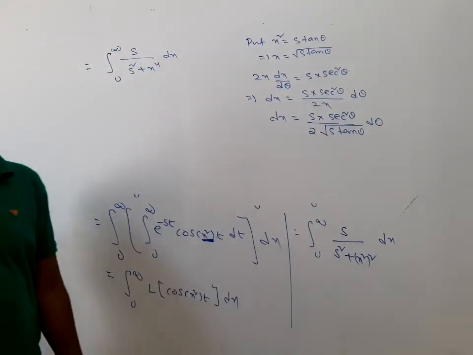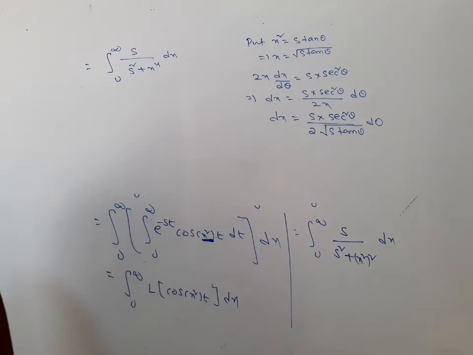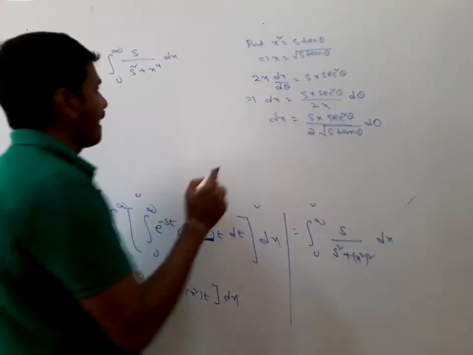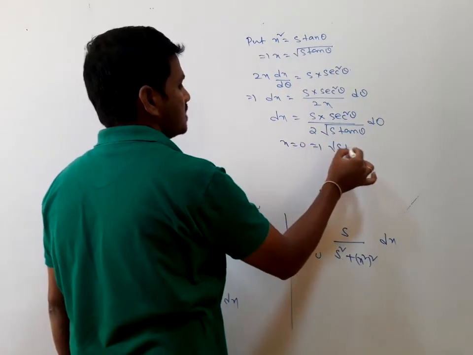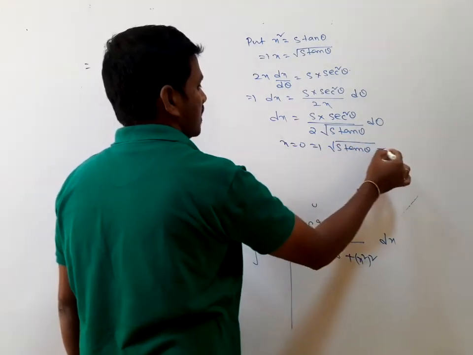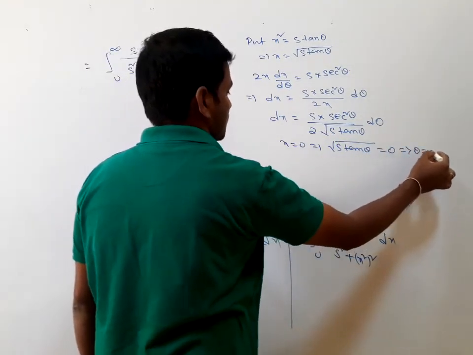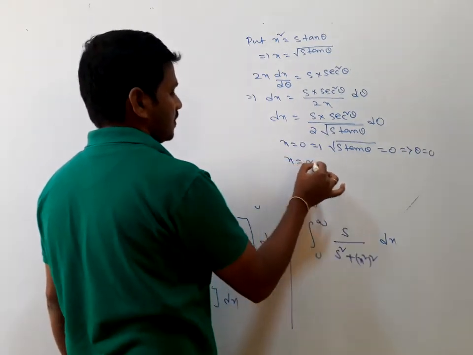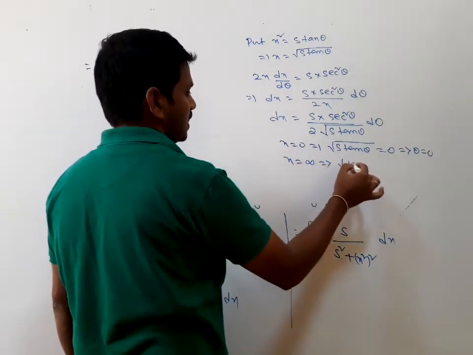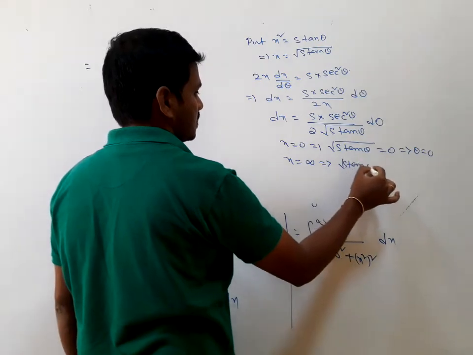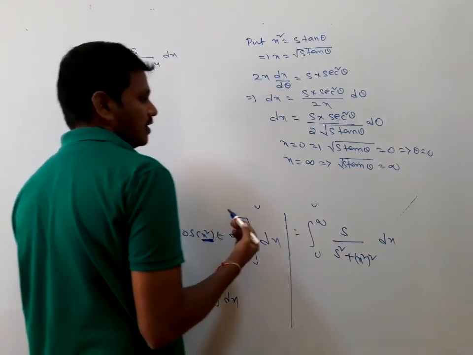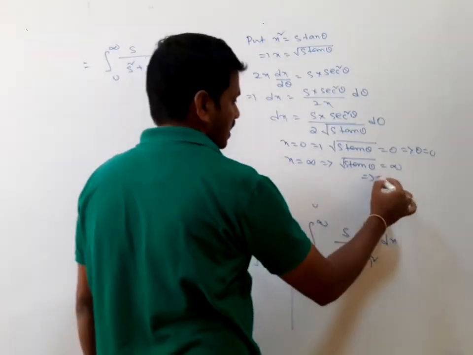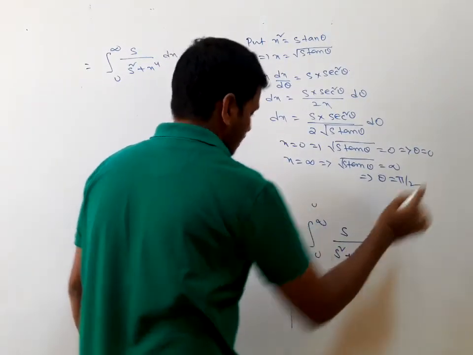Now the limits are x is equals to 0, that implies root s tan theta is equals to 0, that implies theta is equals to 0. X is equals to infinity, that implies s tan theta is equals to infinity. As here s is a constant, it cannot be infinity, it is tan theta is equals to infinity, theta is equals to pi by 2 here.